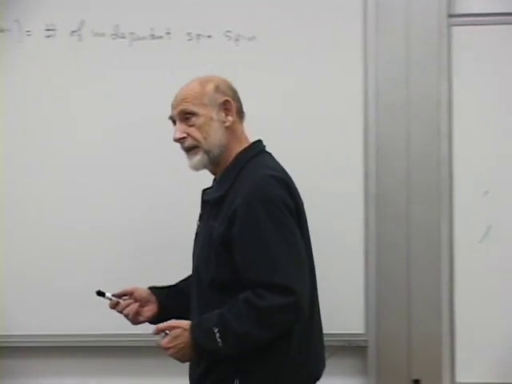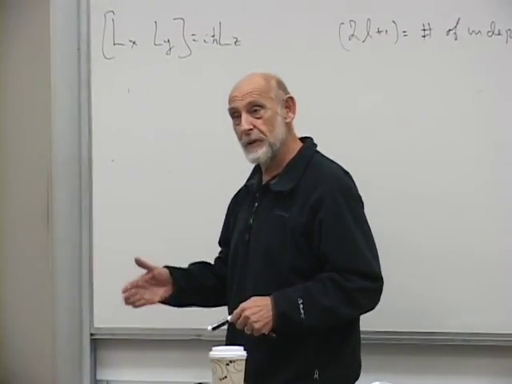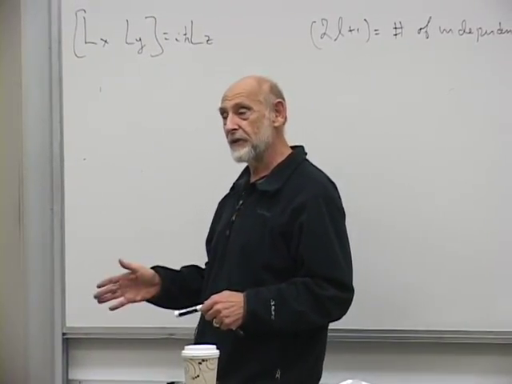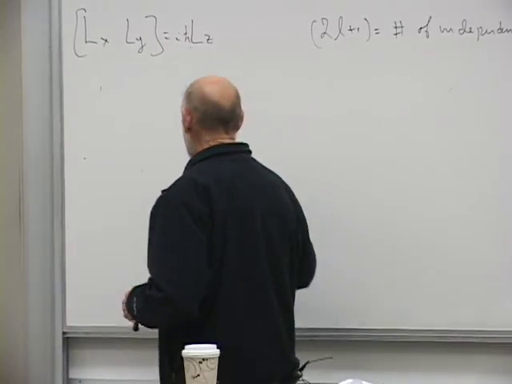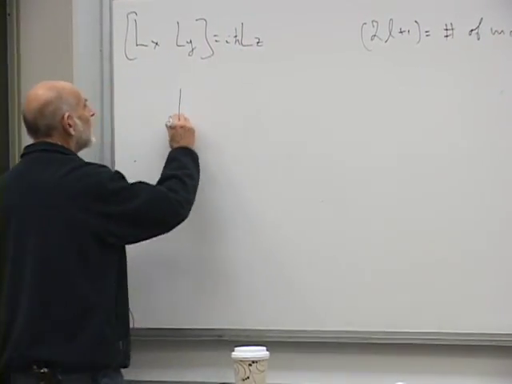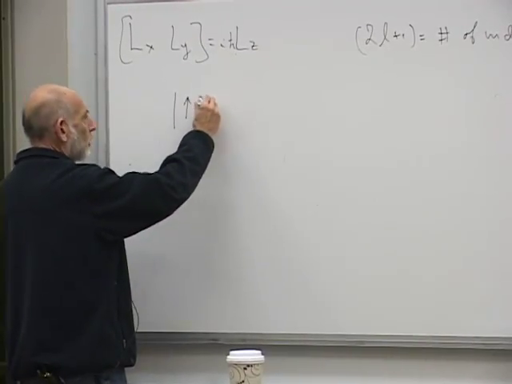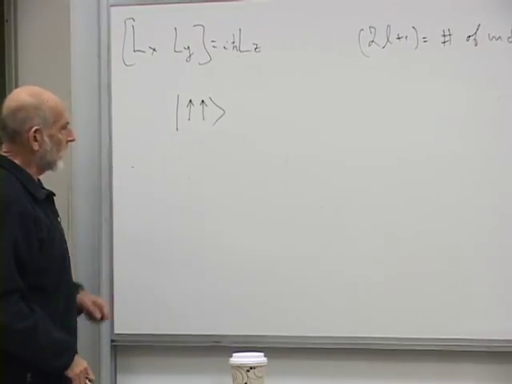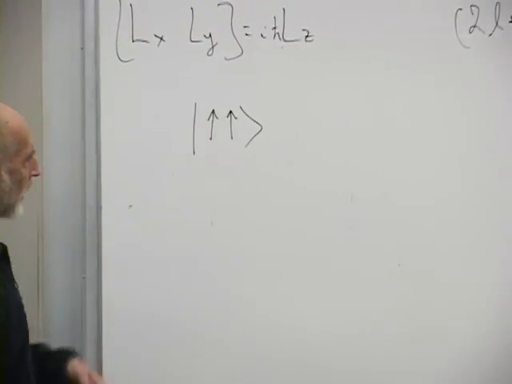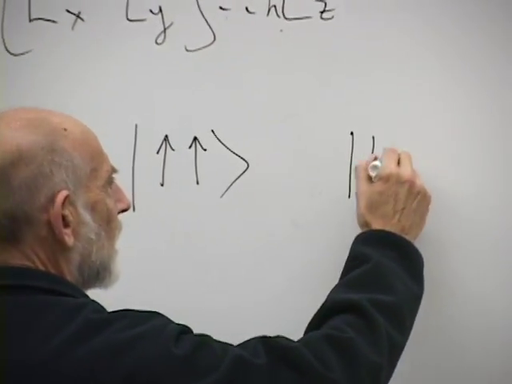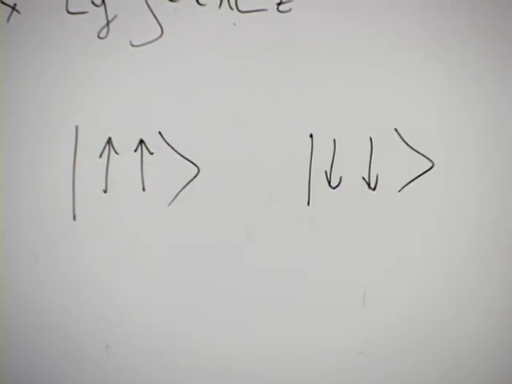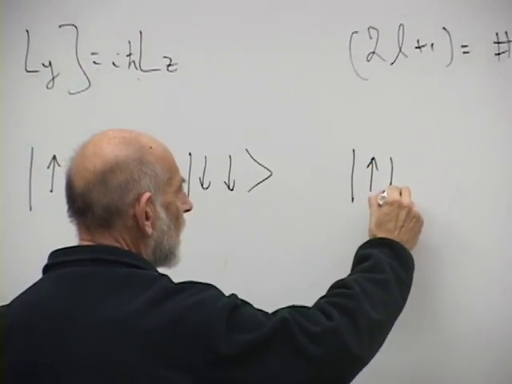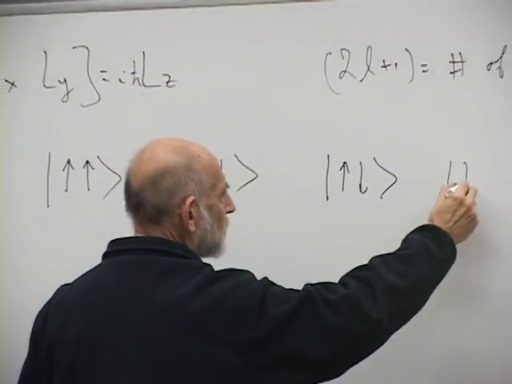It's got to be either spin 0, spin 1, spin 2, spin 3, spin 4, spin a half, spin minus a half, spin 3 halves. So here's what we found. Let's write them down. There's both spins up, that's got z component equal to 1. Both spins down, that's got z component equal to minus 1. And then there seem to be two with z component equal to 0.